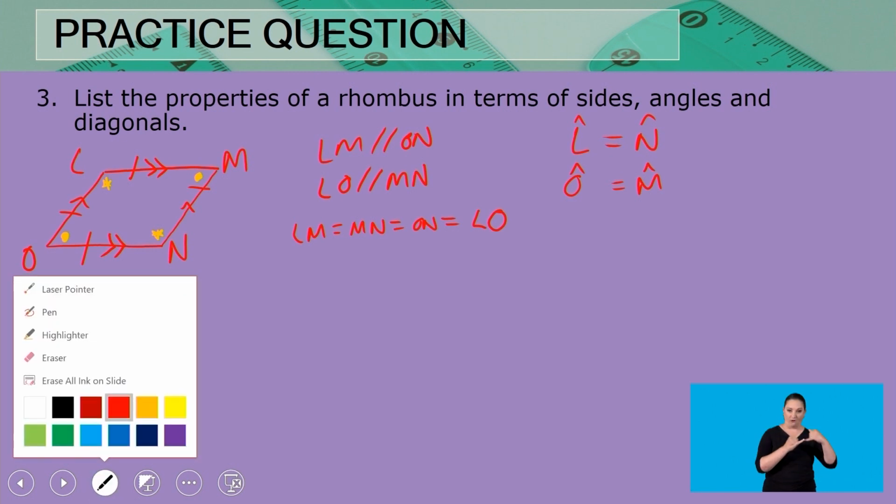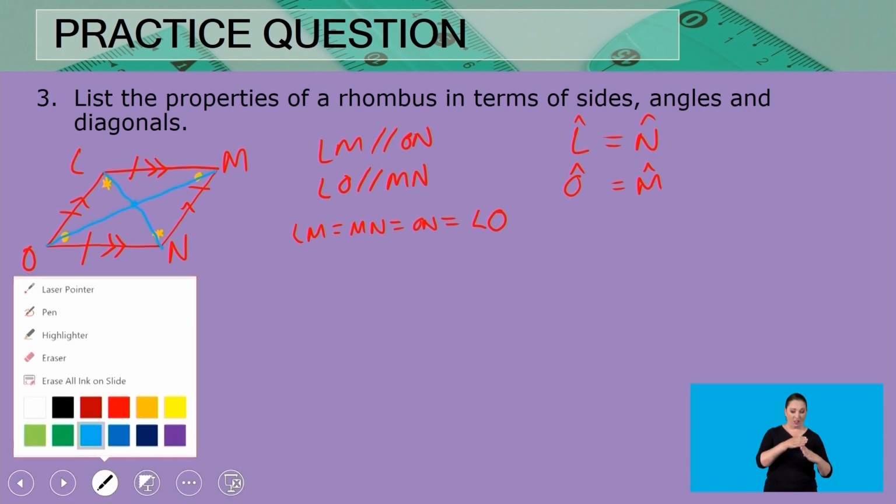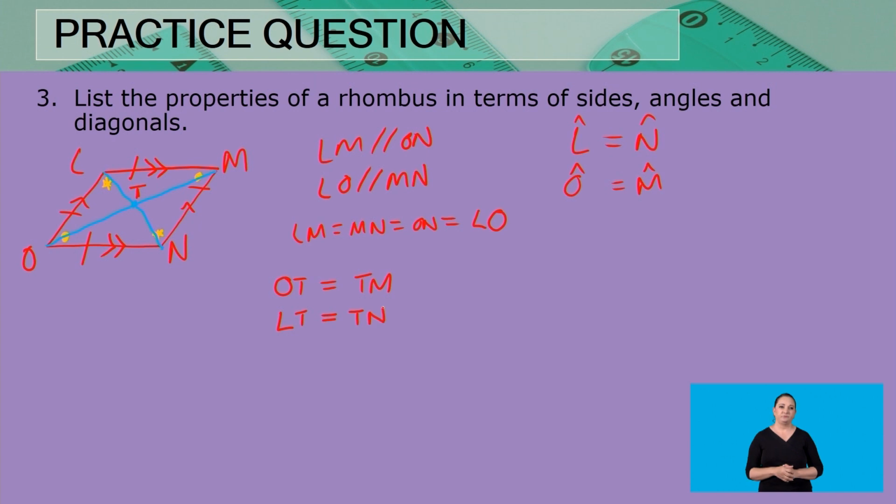What about the diagonals? Now the diagonals here we have OM and we also have LN. So where they intersect, let's say they intersect at T, then we know that those diagonals bisect each other just like they did with a parallelogram. So what does this mean? It means that OT is equal to TM. It also means that LT is equal to TN.